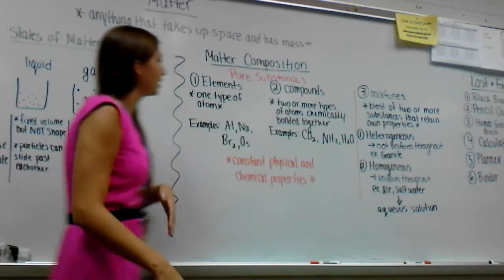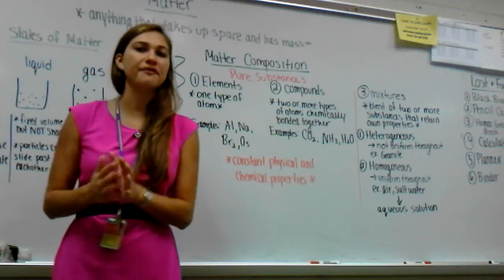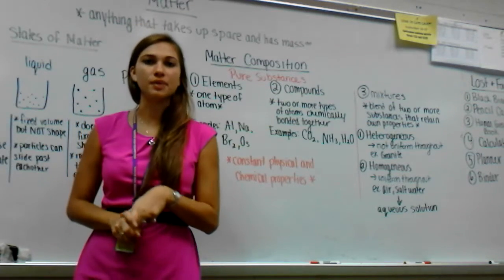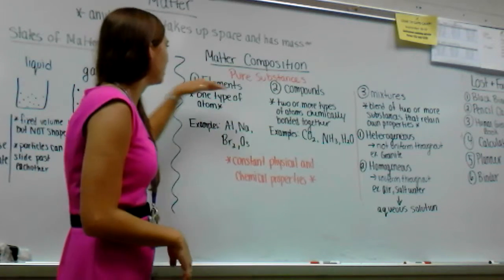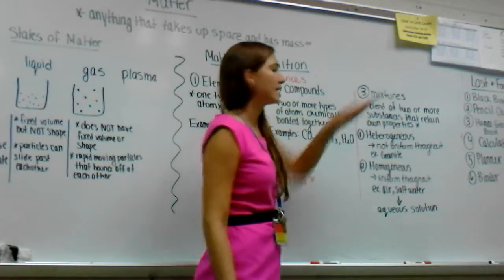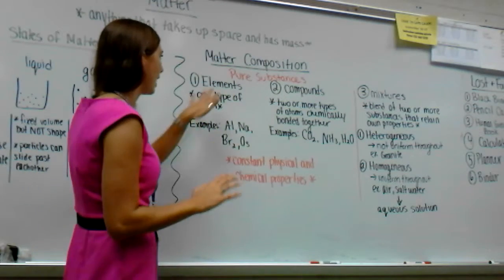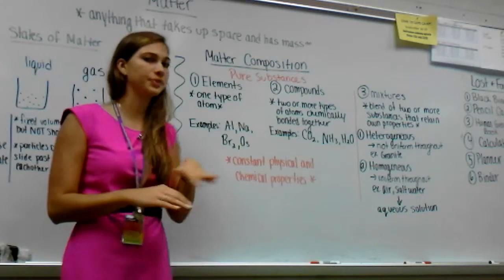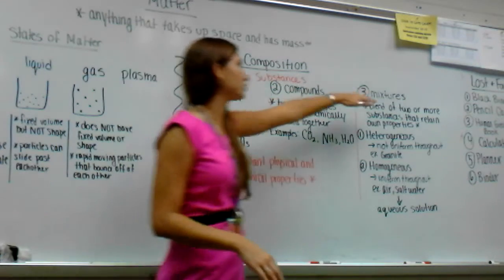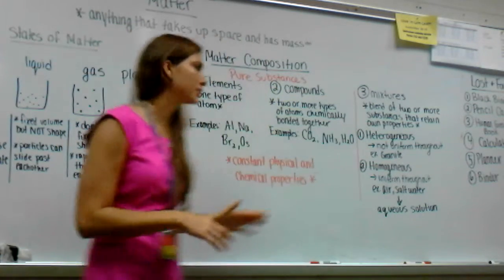Next we're going to talk about matter composition. So we have three different compositions that we're going to be talking about. We have elements, compounds, and mixtures. Now they're going to be broken up into two distinct areas. So elements and compounds are going to fall under pure substances, and mixtures is just going to be mixtures.